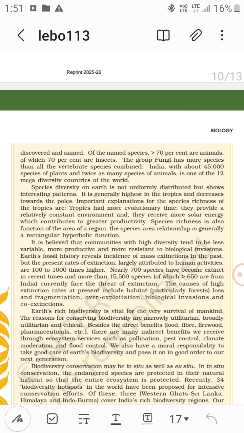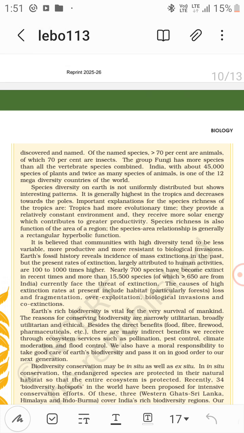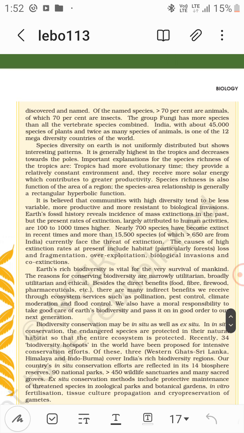Now it is believed that communities with high diversity tend to be less variable, more productive, and more resistant to biological invasions.